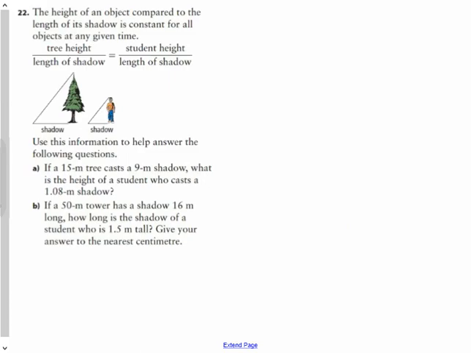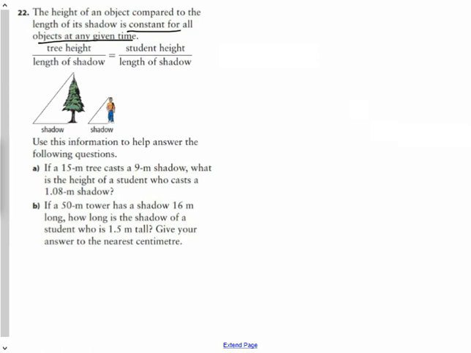Question 22 is one of my favorite questions in the textbook. It says the height of an object compared to the length of its shadow is constant for all objects at a given time. What's cool about this is in the summertime, when we go to June, we're going to go over to the field and measure the height of trees in the park and the light posts in the baseball field, and we're going to use this same method.